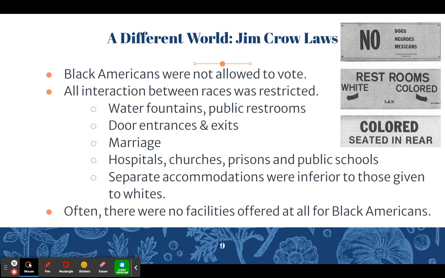Separate accommodations were often inferior to those given to whites. Although you could say it's separate but equal, that often wasn't happening. The white school was nice and had all of the accommodations that they needed, and the Black school might be very bare bones. Oftentimes there were no facilities offered at all for Black Americans, and so they couldn't use anything.